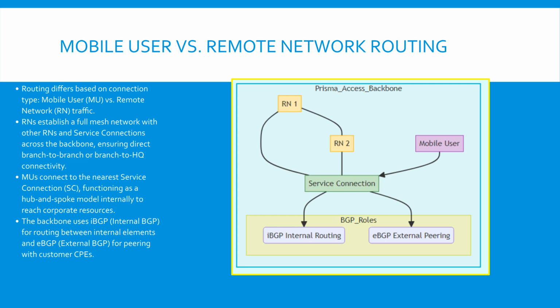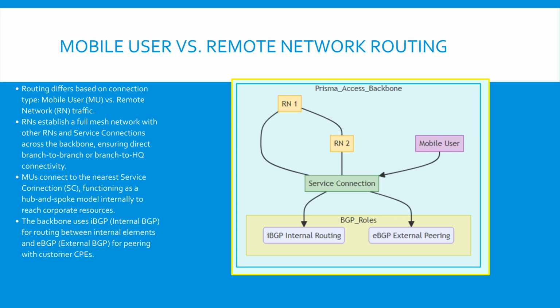Internally, Prisma Access relies on IBGP or Internal Border Gateway Protocol to route traffic between its own components. For communication externally with your CPE at the data center, it uses eBGP or external BGP to exchange routes. This diagram highlights the internal connectivity patterns within the Prisma Access backbone. Remote networks, RN1 and RN2, represented by nodes B and C, establish a full mesh network with each other, and the service connection, node D.